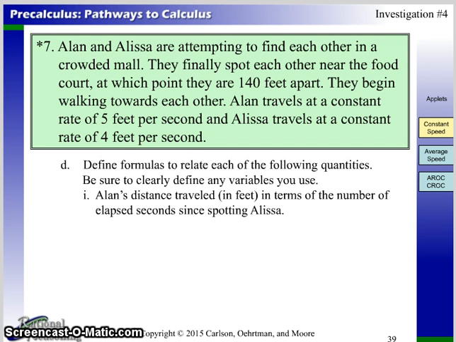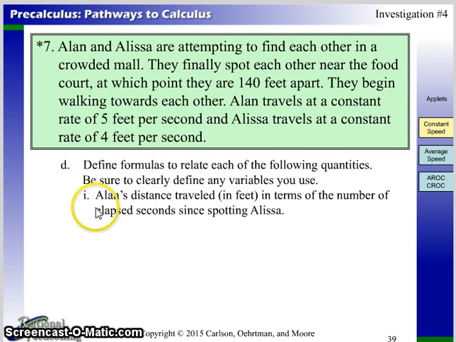Part D. This is where we go from numerical data and lots of values of the variables to something more abstract where we're going to relate the quantities. And the author asks us in Part D to define formulas to relate each of the following quantities. And of course we'll define the variables.